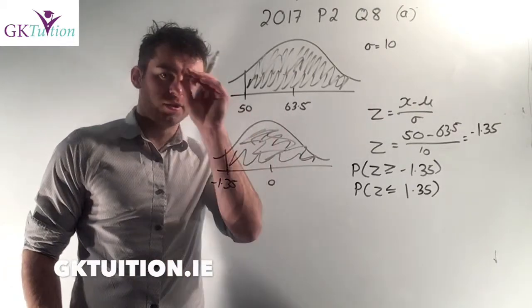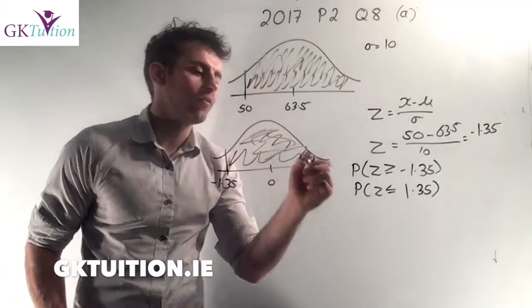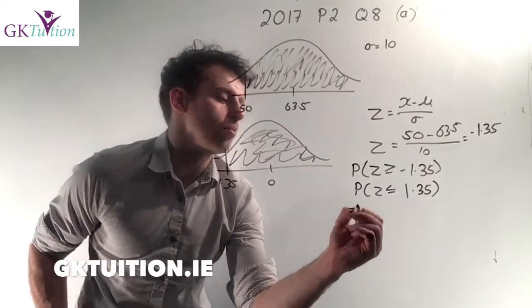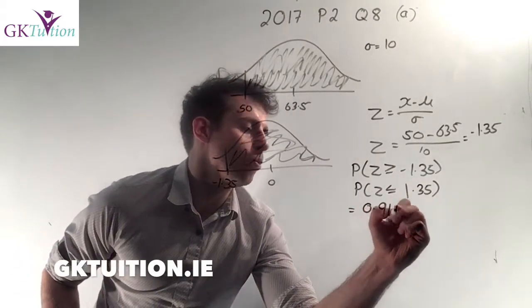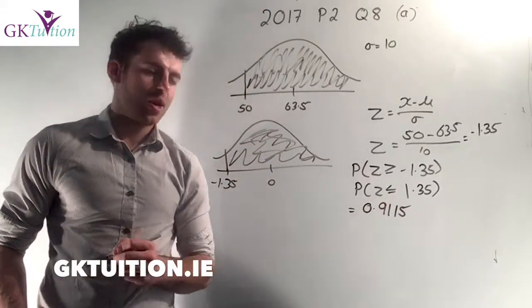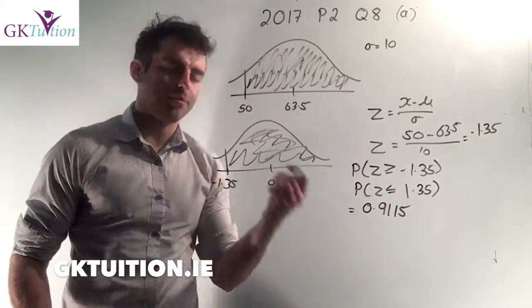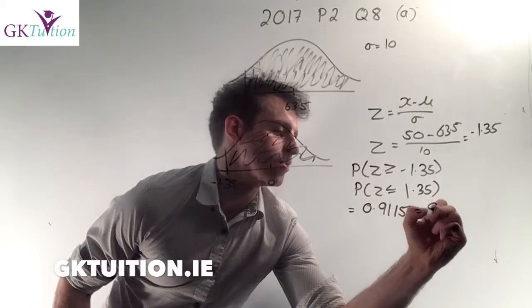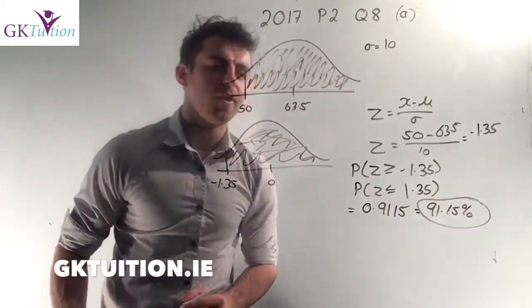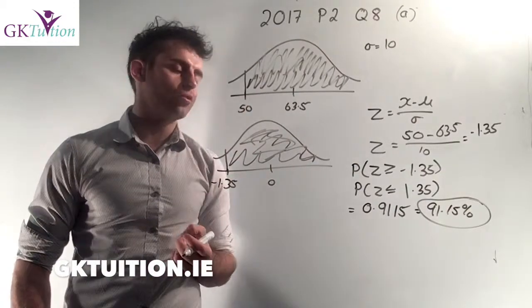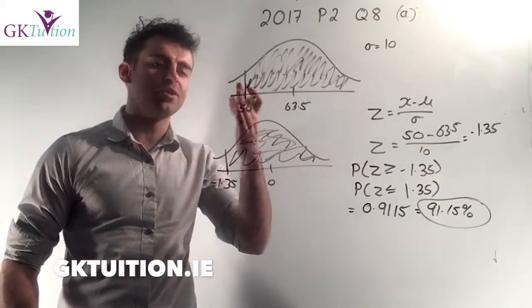If you go to your log tables to your z-score of 1.35, it tells you that the proportion of a normal curve that are less than 1.35 is 0.9115. Now, if I want to leave that as a percentage, I multiply it by 100. My final answer is 91.15%. So 91.15% of 15-year-olds in this country will weigh more than 50 kilos, more than Mariska.